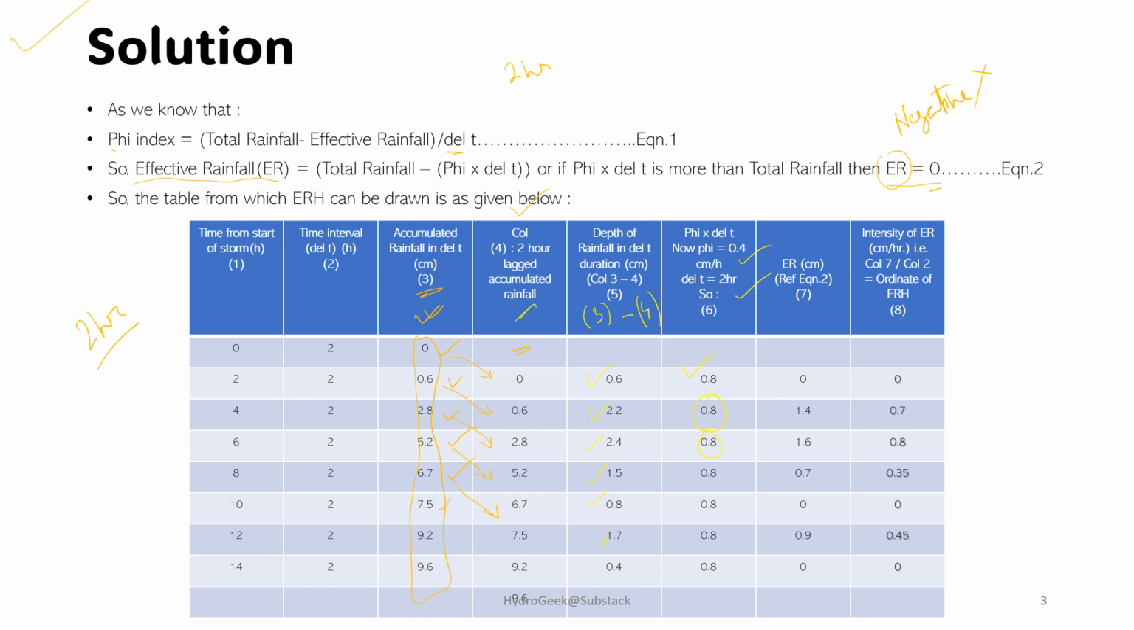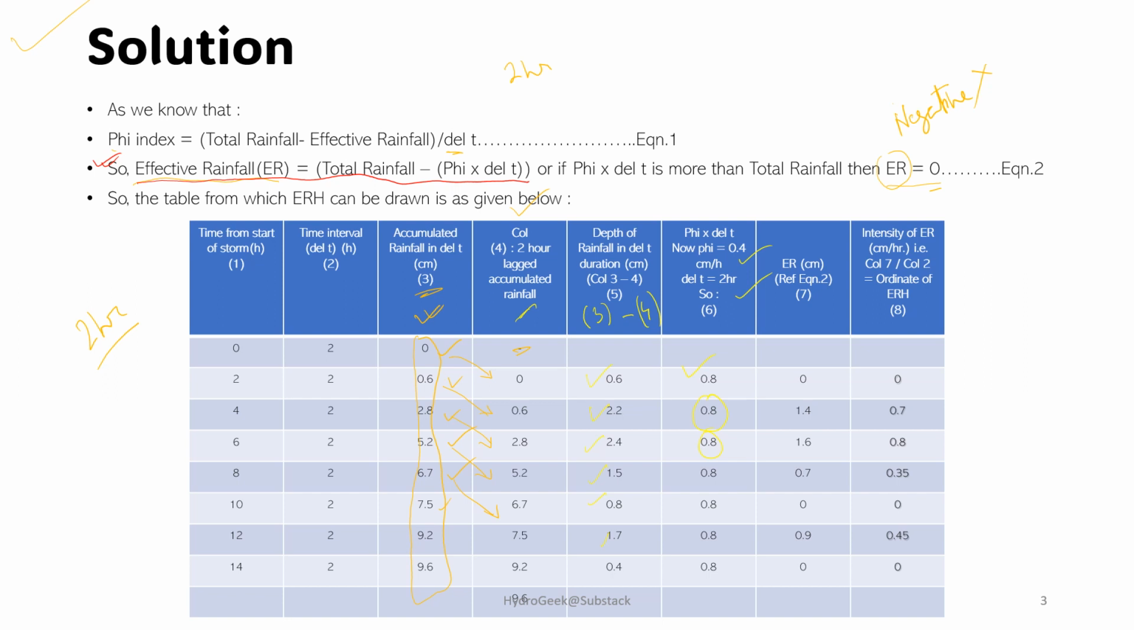Now see equation number 2. What is effective rainfall? Effective rainfall is total rainfall minus phi into delta. So phi into delta in our case, with phi 0.4 and delta 2 hours, will be 0.8 for all cases.